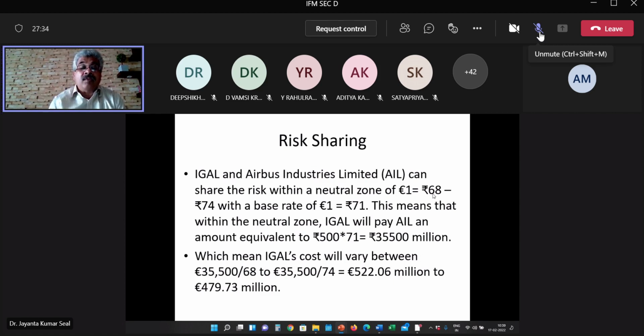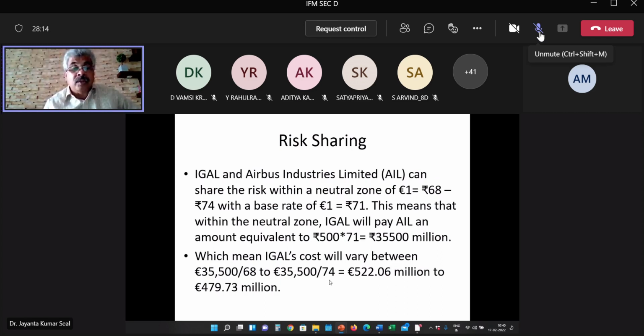So if after 1 year the exchange rate is within this range of 68 and 74, Indigo will pay an amount in rupee terms equal to 35,500. If the exchange rate is 68, how much will Indigo pay? 35,500 divided by 68. If it is 69, 35,500 divided by 69. Similarly, 70, 35,500 divided by 70. 71, 72, 73, and 74 likewise.